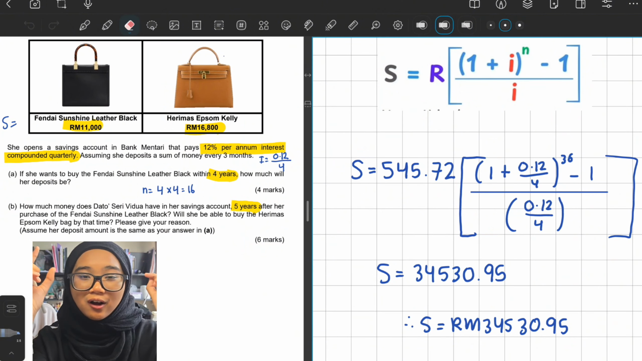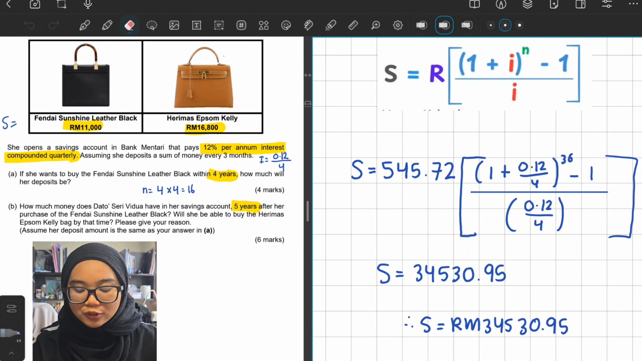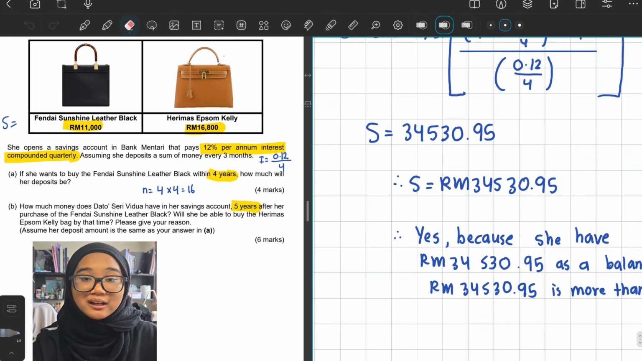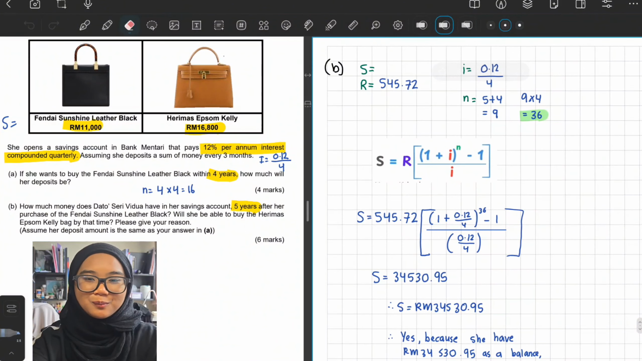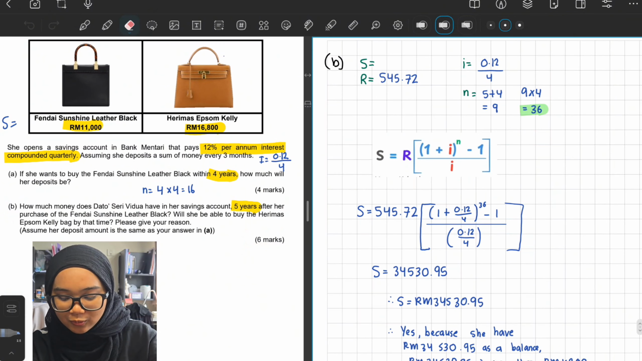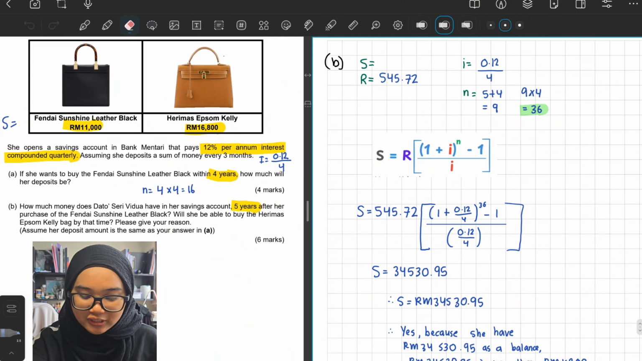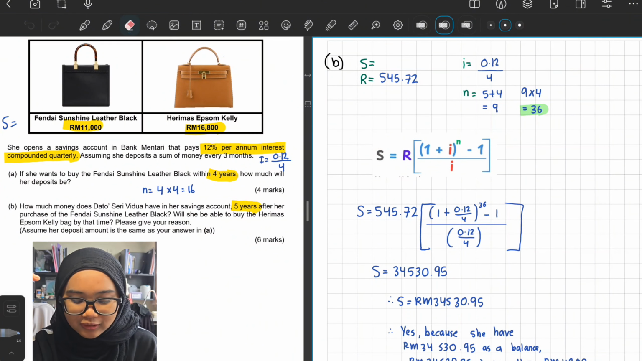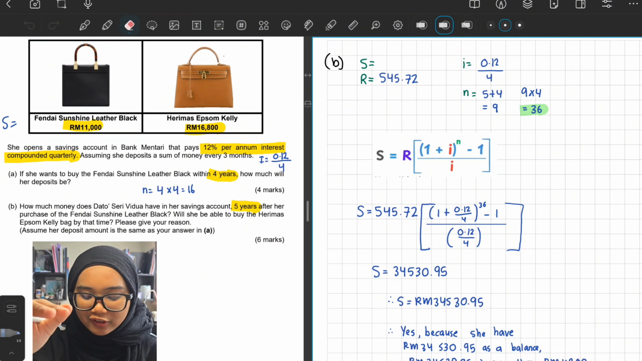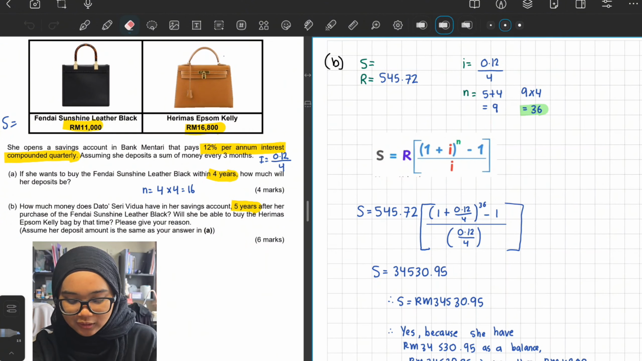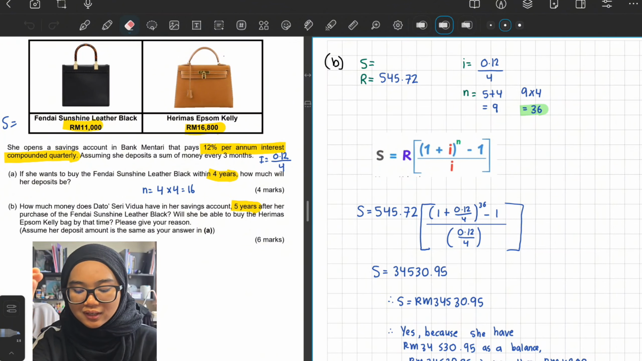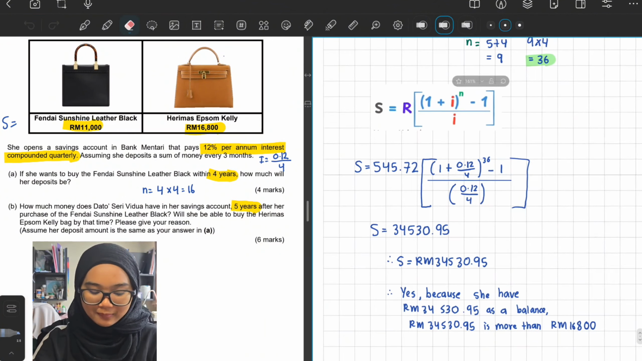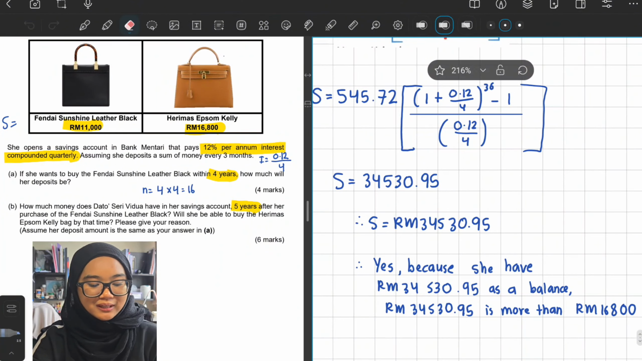which is we just put all the information into the formula, which is RM34,530 and 95 cents. So that is our answer for the S. To make a sentence to prove our point, we can say that yes, because she has RM34,530 and 95 cents as a balance, and the RM34,530.95 is more than 60,800, so she can buy the Hermes Epson Calibre.